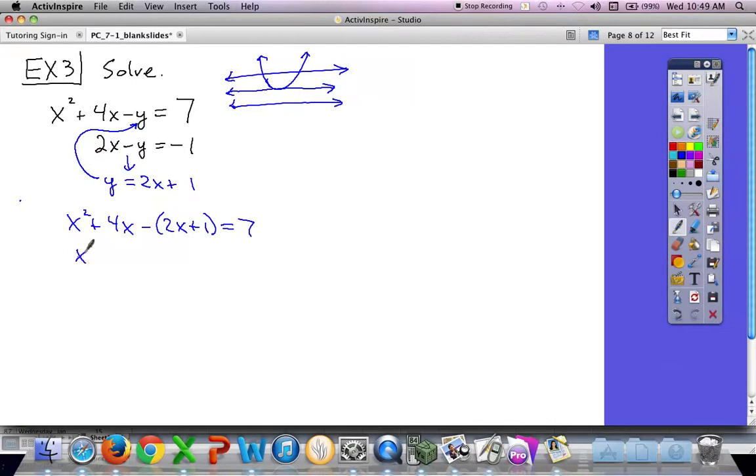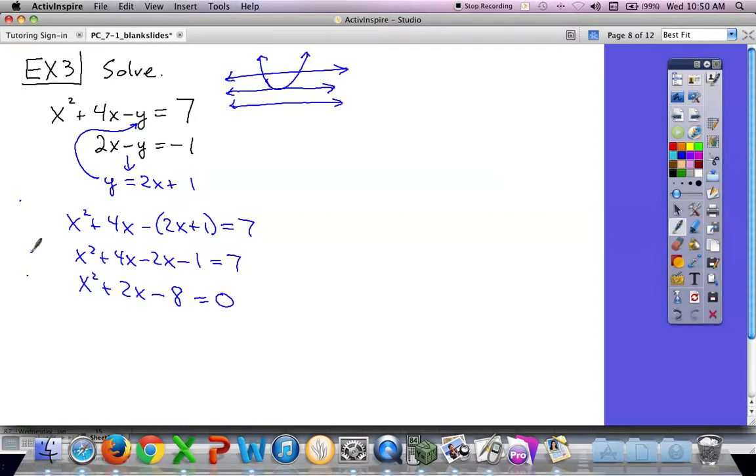Right, so that's x squared plus 4x minus 2x minus 1 equals 7. Right, if you didn't put it in parentheses, you might have still been carrying a plus 1 there, and that wouldn't be right. Right, so now it's a quadratic, so we need to get everything on one side, 0 on the other, combine like terms. This is x squared plus 2x minus 8 equals 0.